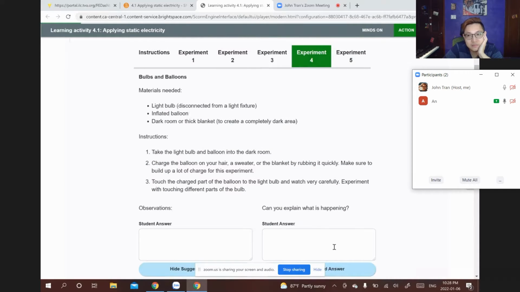So you rub the balloon, and then you just put it to the light bulb, and of course it gives the light bulb some electricity. It gives the light bulb a flow of electrons, which is electricity. But not a lot, of course. It's not enough. It's just enough for a spark or something.